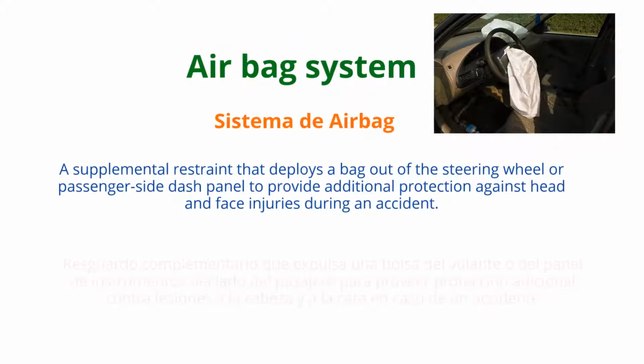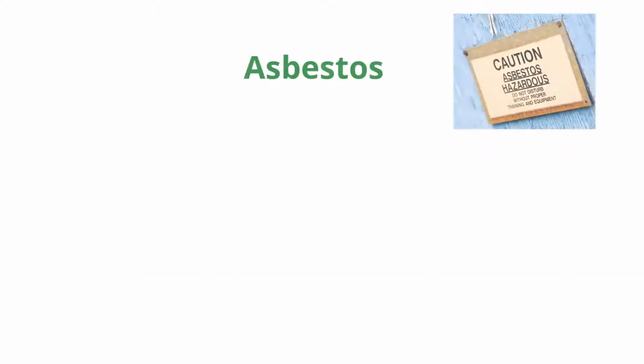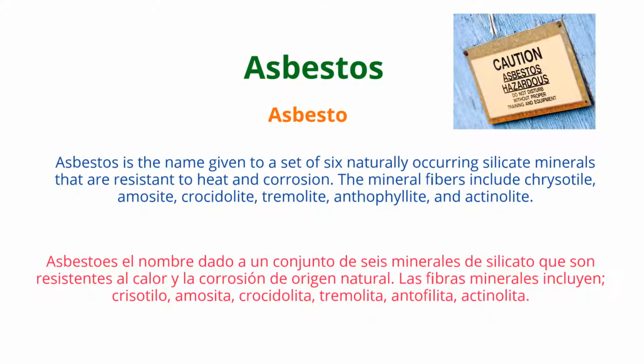Airbag system. The airbag system is a supplemental restraint that deploys a bag out of the steering wheel or passenger side dash panel to provide additional protection against head and face injuries during an accident. Asbestos. Asbestos is the name given to a set of 6 naturally occurring silicate minerals that are also resistant to heat and corrosion. The mineral fibers include chrysotile, amosite, crocidolite, tremolite, anthophyllite, and actinolite.